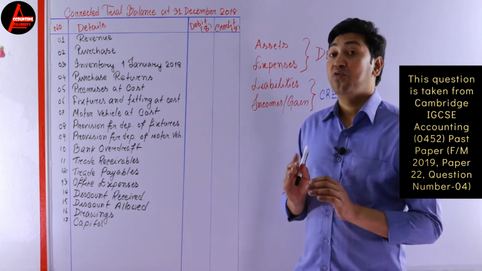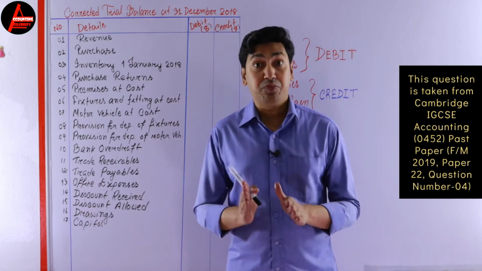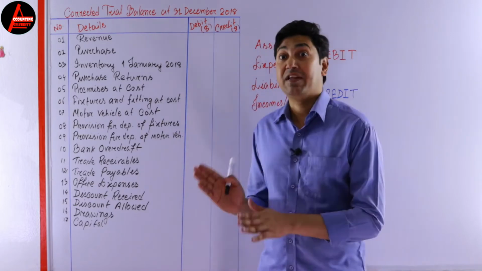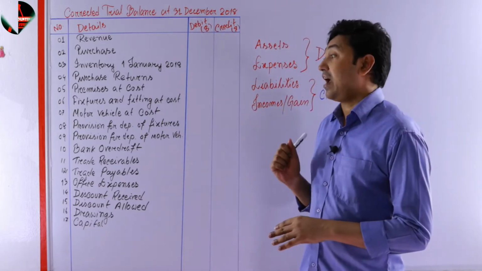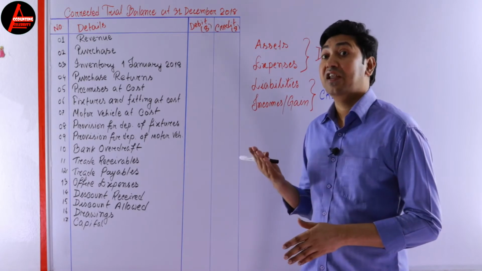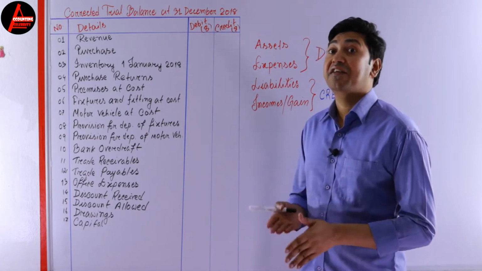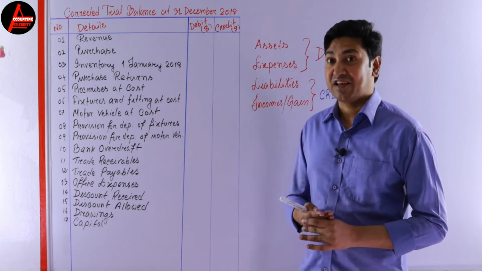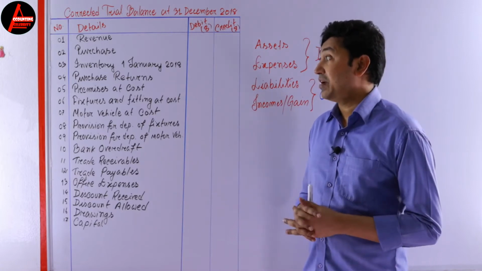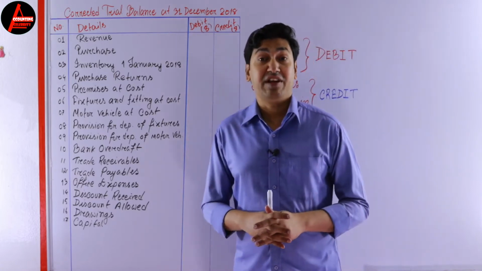It means that whatever accounts you prepared before preparing this trial balance, everything should be correct. But as the trial balance is not balanced, it means that there is an error, there is a mistake. So now we will prepare this trial balance and check where the mistake is.